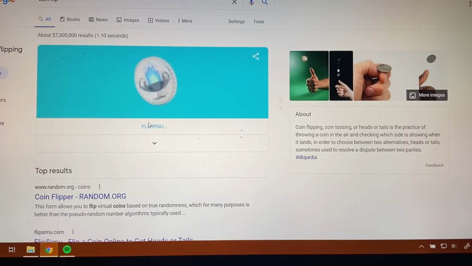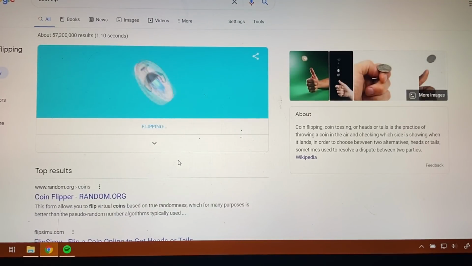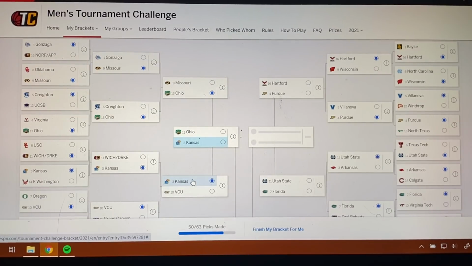Who will we have advancing, a 9 or a 13? We have the bottom team. We have Ohio as the 13th seed advancing. Kansas and VCU. We want to see another tails here. And it is heads. We have Kansas advancing to the Elite Eight. That one's actually pretty realistic. So we'll just go ahead and stay over here since it's easier to see.